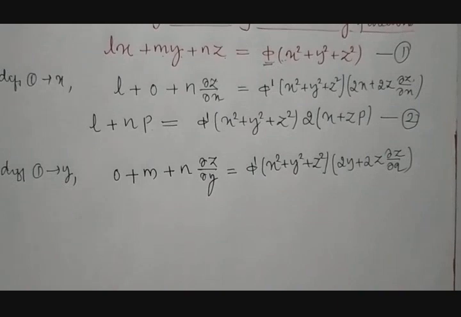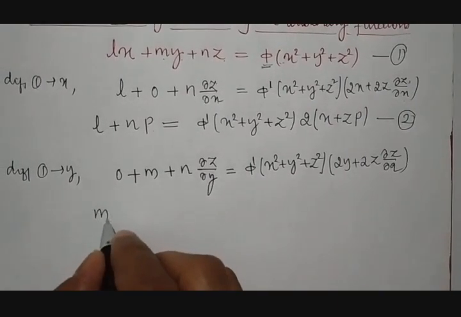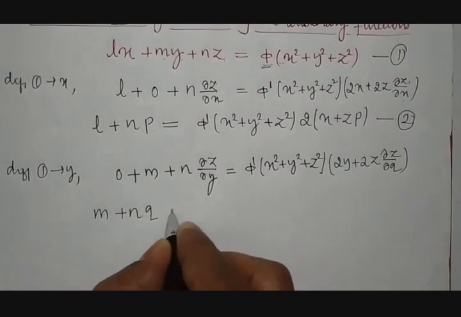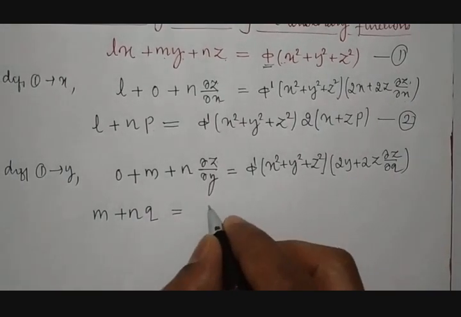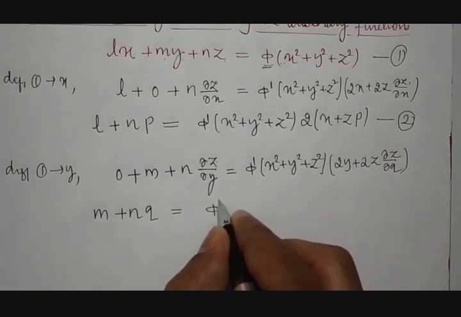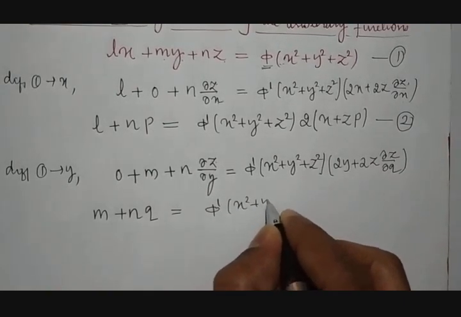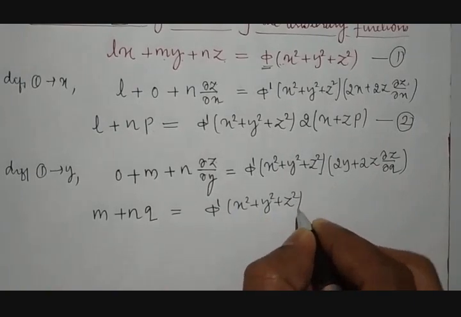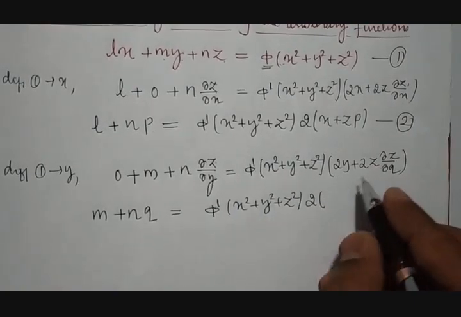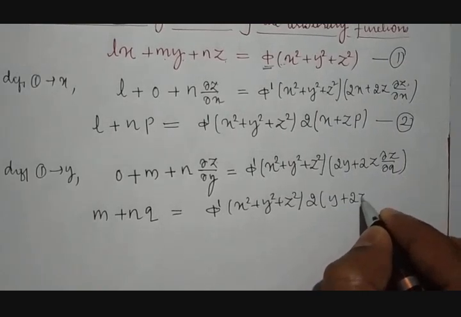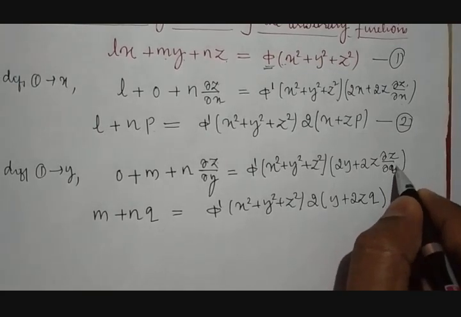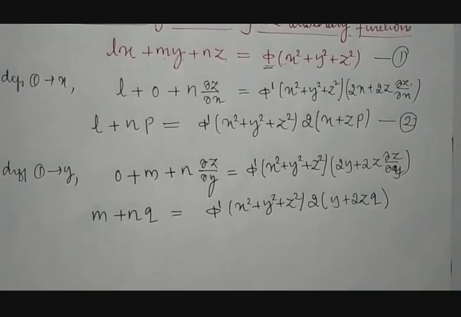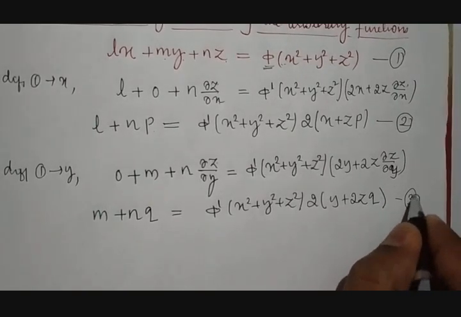Therefore, let us use the notations. Then we will be getting m plus n into q. The notation for dou z by dou y will be q, that is equal to phi dash of x square plus y square plus z square. From here we take 2 common, then it will be y plus z into the notation q for dou z by dou y. Therefore, we call it equation number 3.